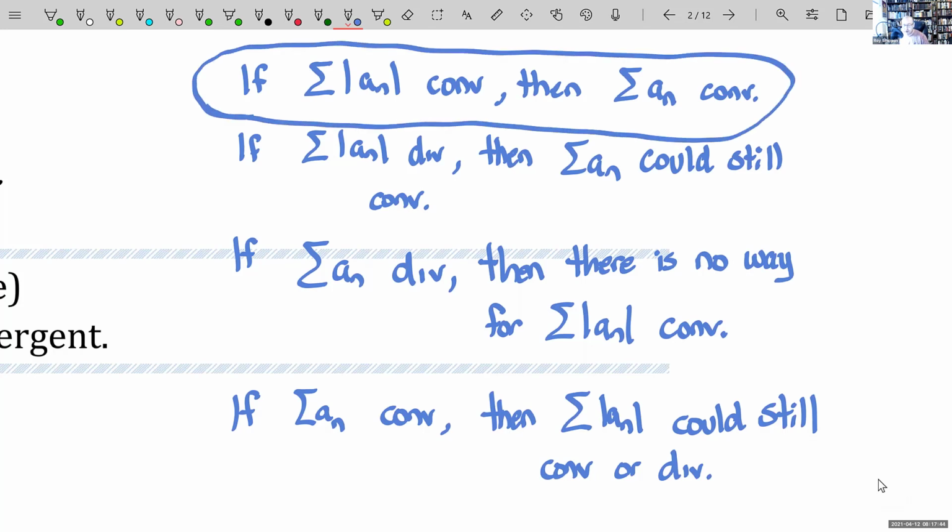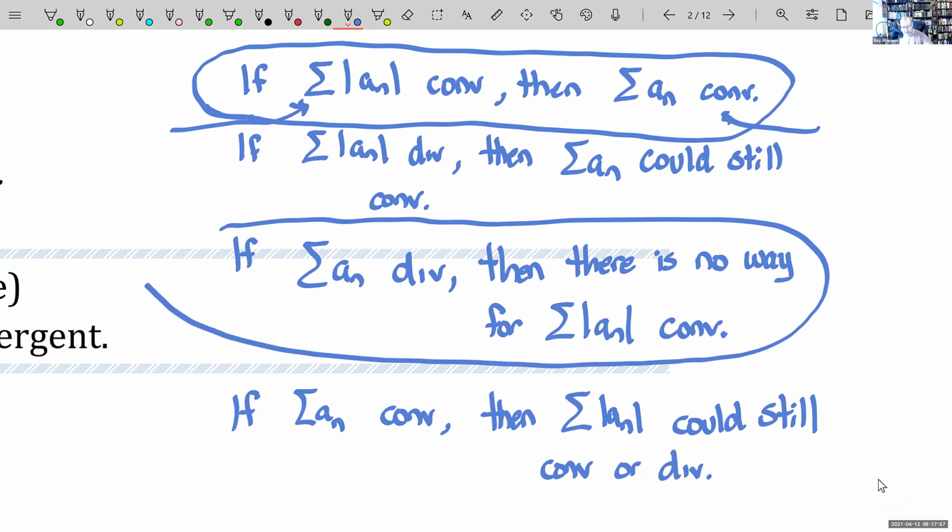The contrapositive is always true. So if the series diverges, then the absolute value will diverge. That's this second statement here. There's no way for it to converge. So that's the contrapositive. Remember, every theorem that you're given has a contrapositive. That's also true. But those other two, which I'll circle, I'll put red X's by, those other two are ambiguous.